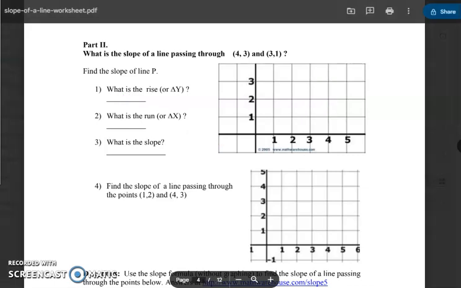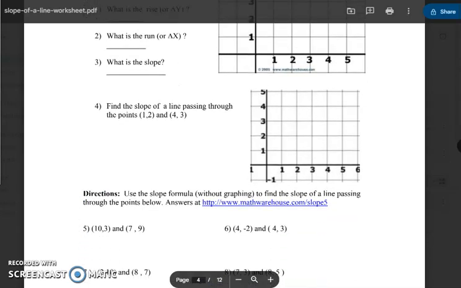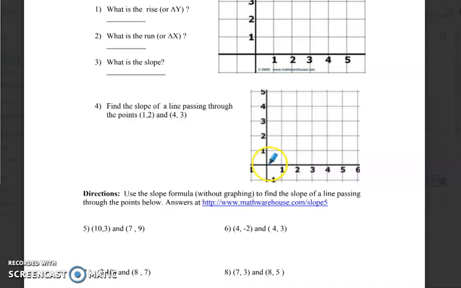So we're going to move to the next one. It says, find the slope of the line passing through points (1, 2) and (4, 3). So let's put point (1, 2): 1 over, and 2 up. The other one is (4, 3): 4 over, 3 up. And again, we still have a positive slope because this is still up to the right. So I'm going to draw my line. Then I'm going to draw my slope triangle.